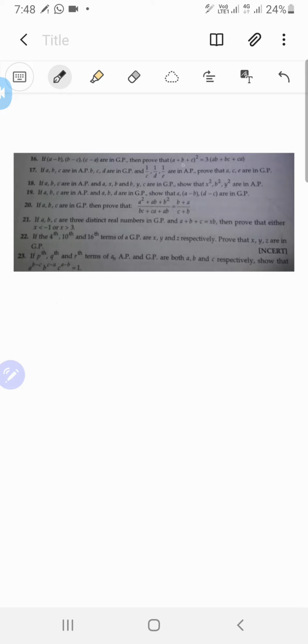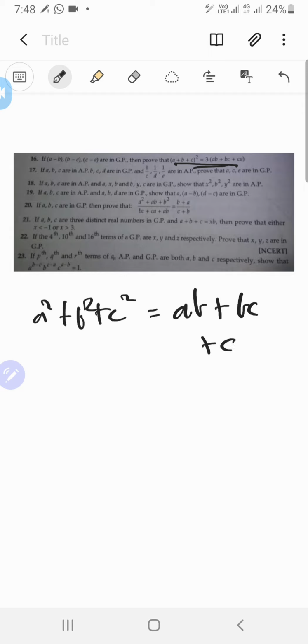So look at this equation. I'm going to simplify it. So we get A square plus B square plus C square plus 2 times of this stuff is equal to 3 times of this stuff, which means that this thing is equal to 1 times of this stuff, which is AB plus BC plus AC. I think I know how to do it.